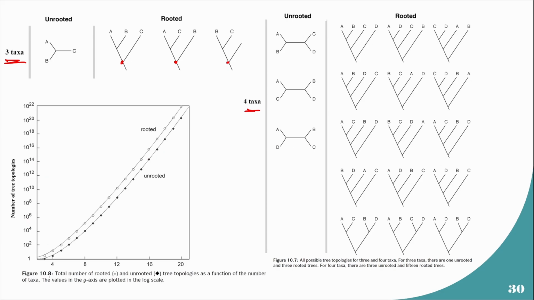And here we have a plot where on the x-axis we have the number of species or taxa, and on the y-axis we have the number of tree topologies that are possible. So with increasing taxa, obviously we see that the number of tree topologies will be very high, right? And of course, the number of unrooted trees is always lower than the number of rooted trees. Okay.